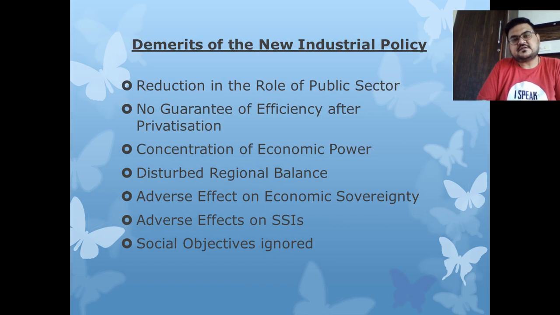What are the demerits? Public sector role reduced. So a lot of government companies were then given to private companies, private organizations. There was no guarantee of efficiency after privatization. Like if you look at any government product, you will have that trust and dependency. But when it comes to private organizations, then you can't have enough trust and dependency. So economic power was concentrated into the hands of only a few. Only a few industrialists became very big, like Tata, Birla, Ambani. They became the big names of the country. So the whole economic power was concentrated into the hands of a few.